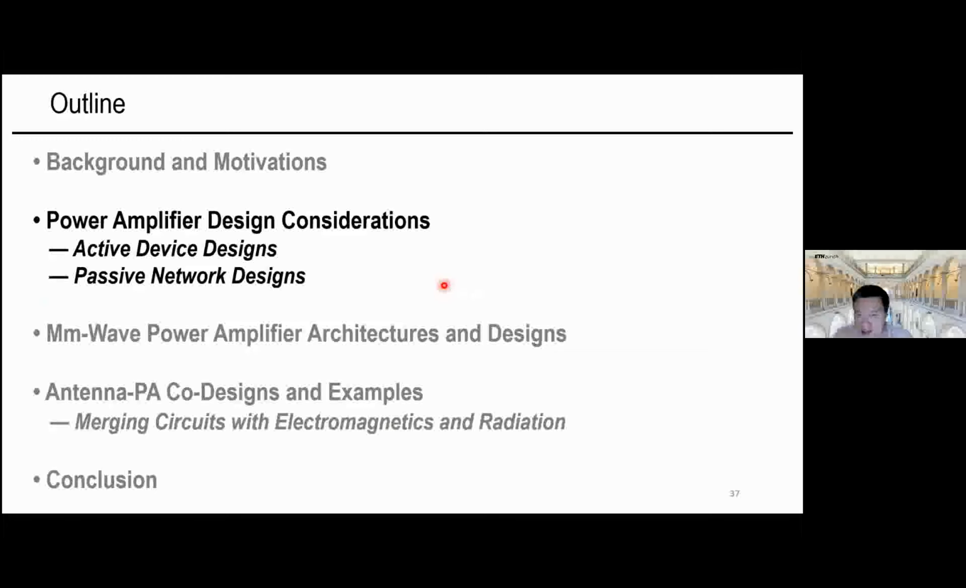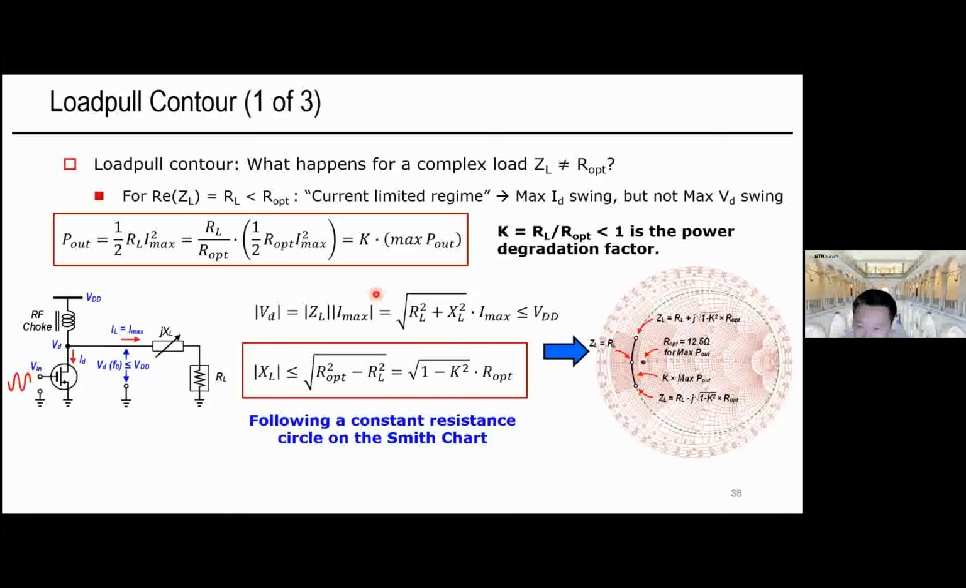So I think the next section I want to look at is the PA design fundamentals, on both active devices and passive network designs. So we start from the active devices. Let me first introduce the concept of Loadpull contours. As I mentioned, I want to cover more fundamentals.